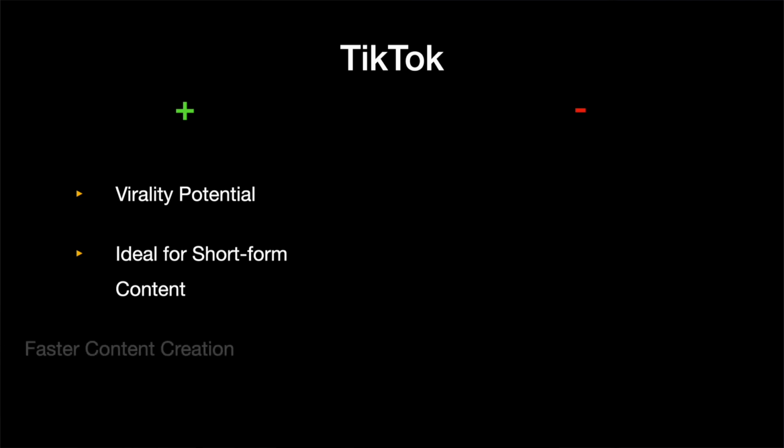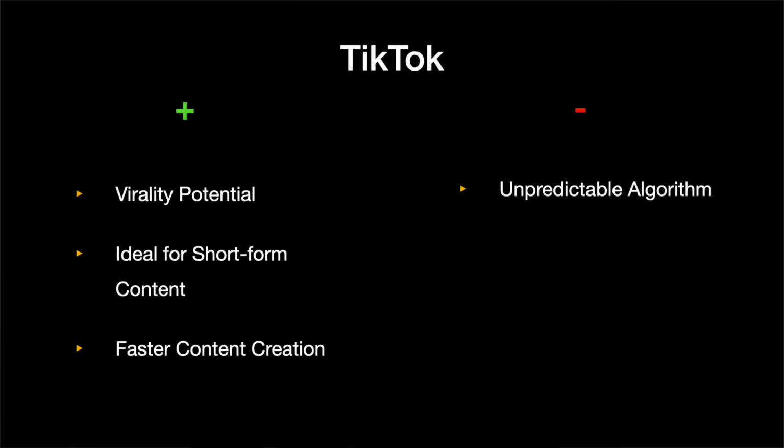It is hard to grow for small channels. TikTok, on the other hand, has virality potential. Each video there has a higher potential to go viral. TikTok is more suitable for short form video content, and you can create videos much faster on TikTok since they have a short duration. But the algorithm of TikTok is very unpredictable. We don't have much information about TikTok's algorithm, so making viral videos on TikTok is very unpredictable.